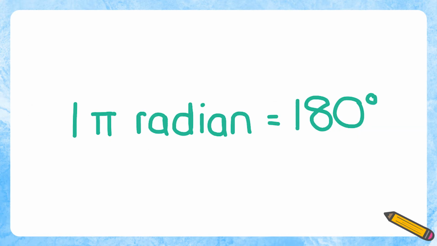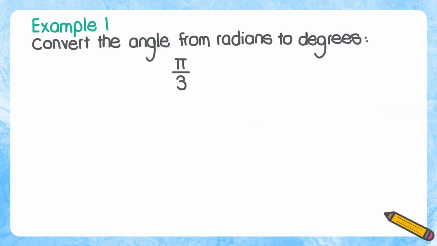Alright, so last time we talked about our conversion factor. 1 pi radian equals 180 degrees. So both radians and degrees are ways to measure angles, and so having 1 pi radian is the same thing as having 180 degrees. Using this conversion factor, let's look at some examples.